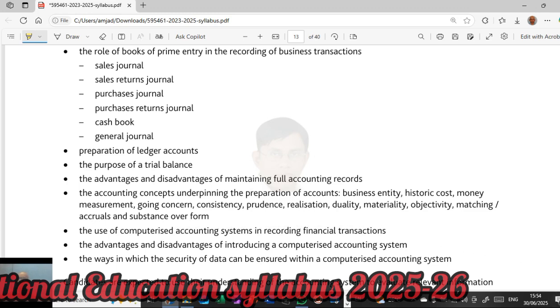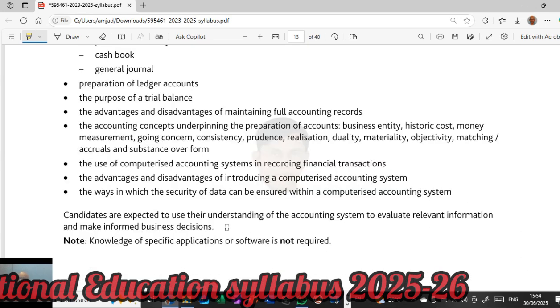Candidates are expected to use their understanding of the accounting system to evaluate relevant accounting information and make informed business decisions, so questions will be asked on that. Knowledge of specific applications of software is not required. That's all for topic 1.2.